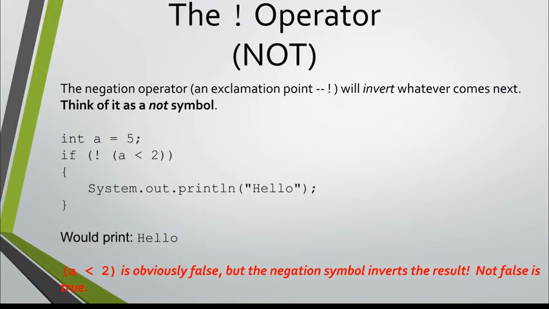The NOT operator. The negation operator, which is an exclamation point, will invert whatever comes next. Think of it as a not symbol. Let's look at the code. Int a is set equal to 5. If not a less than 2, then print hello. Another way you could read this would be to say, if a is not less than 2, we print hello. A less than 2 is obviously false, but the negation symbol inverts the result, so not false is true.